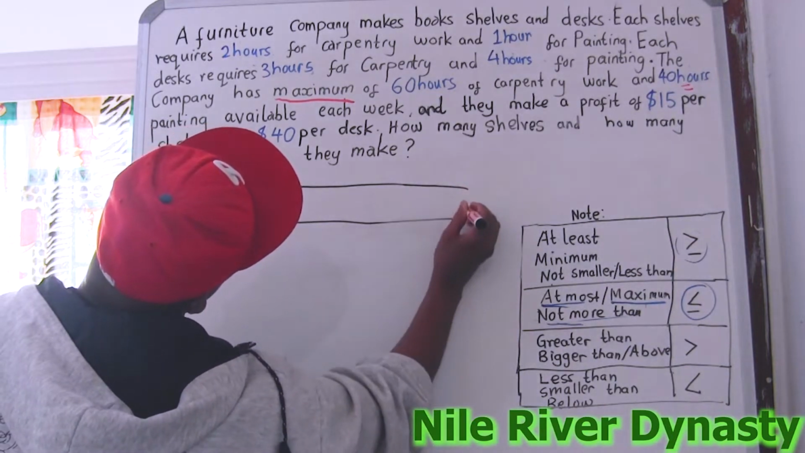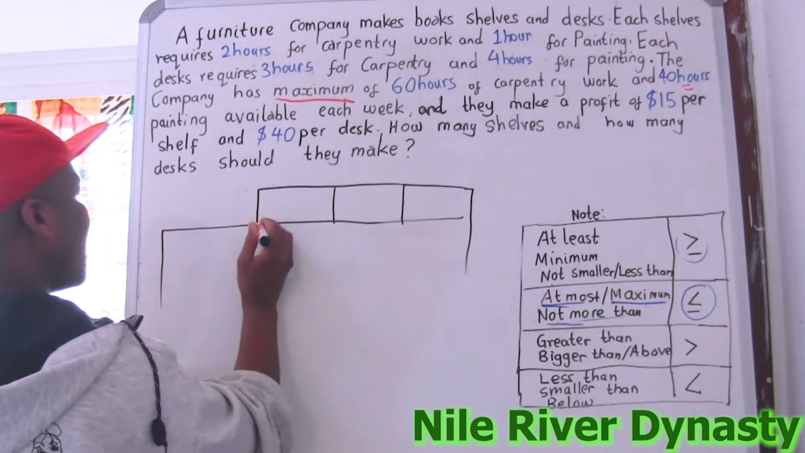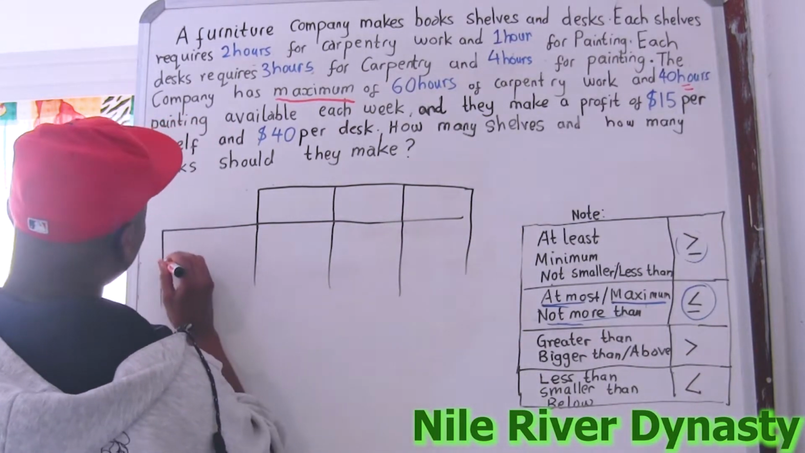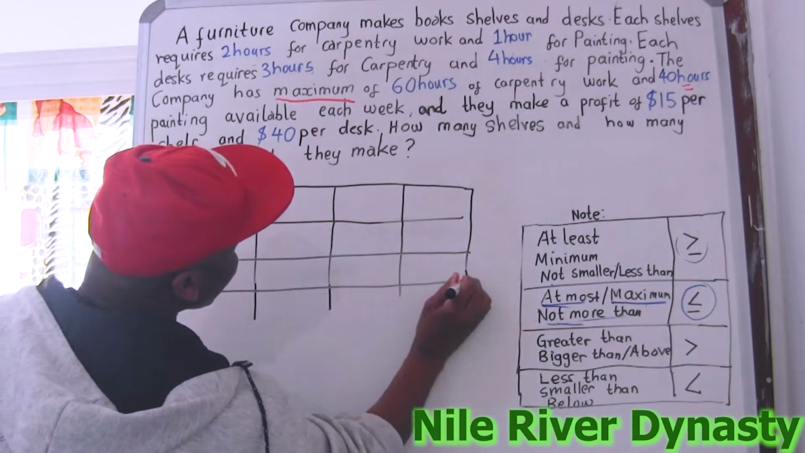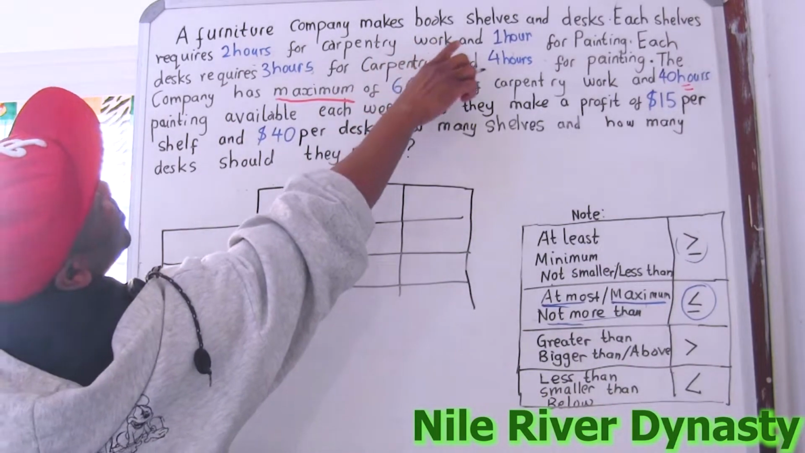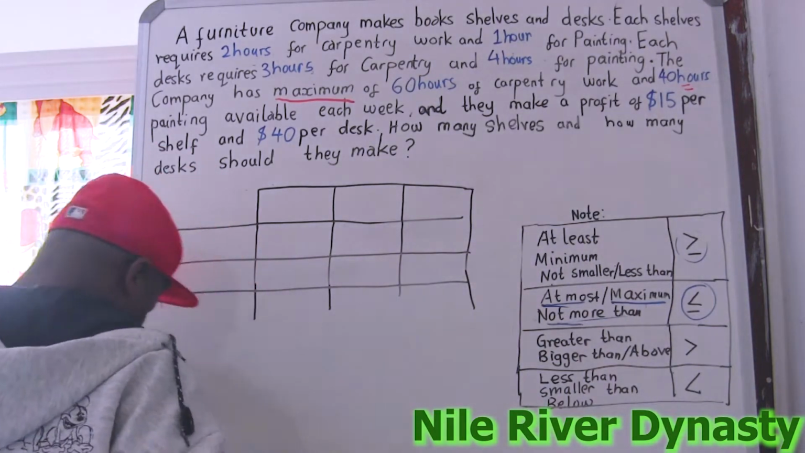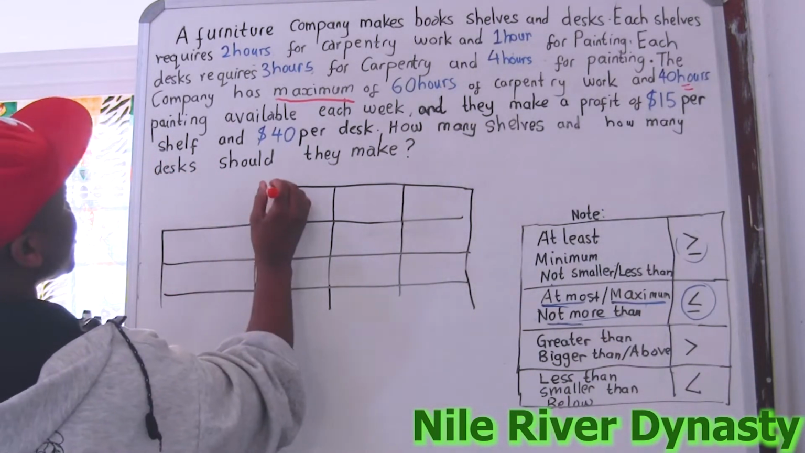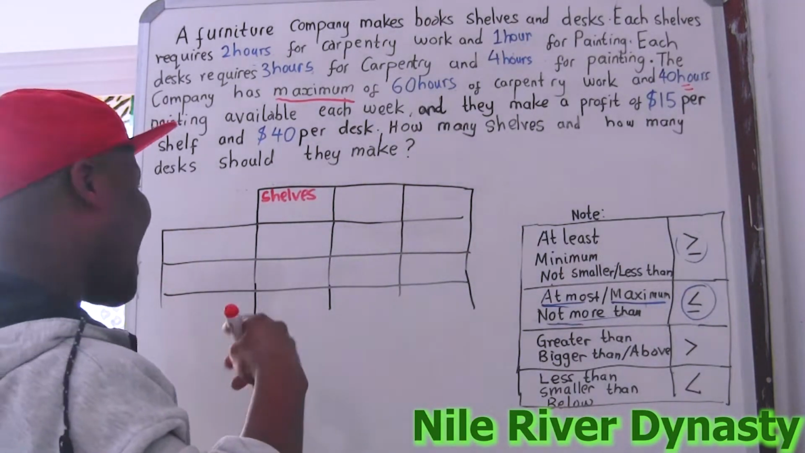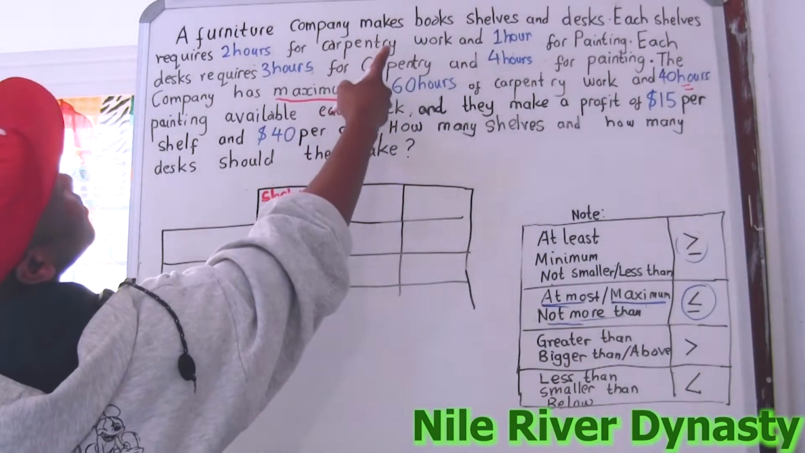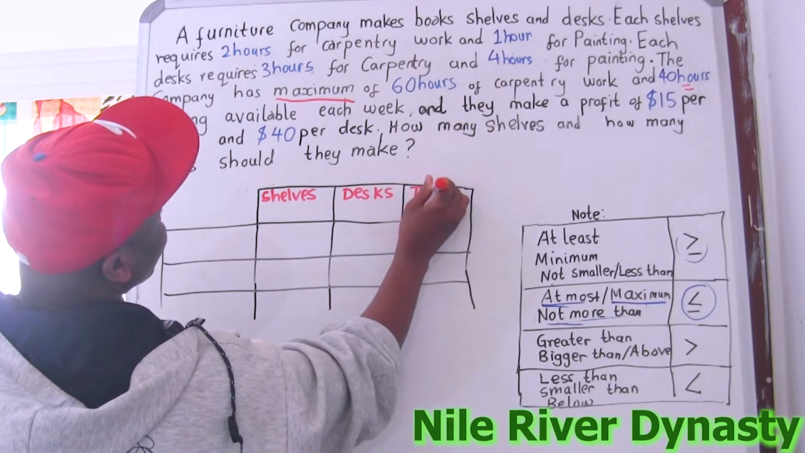So shelf and desk, I'm going to set up the table here. Cool, so now we go. We've got shelves, so this must be shelf. Excuse me, there's construction behind, so never mind. So this is going to be shelves, bookshelf, and desk. So it's going to be desk. And this is going to be total.